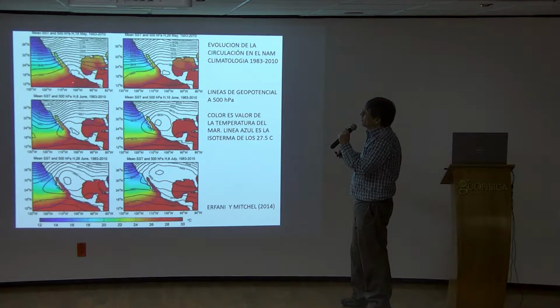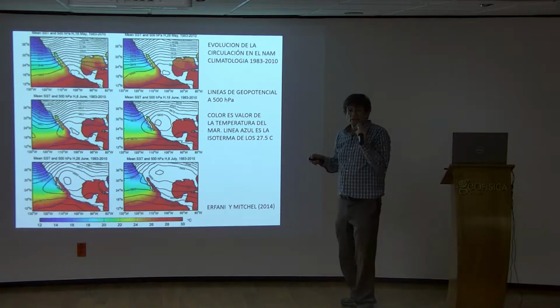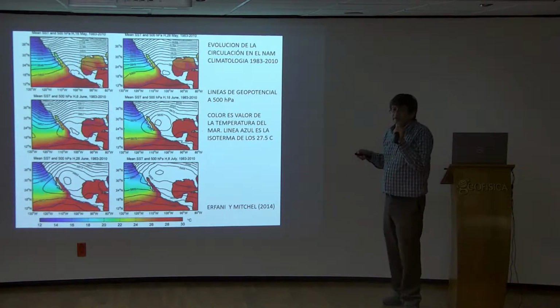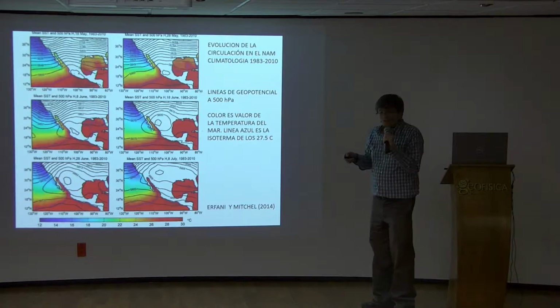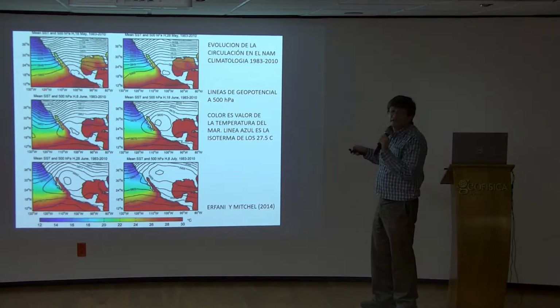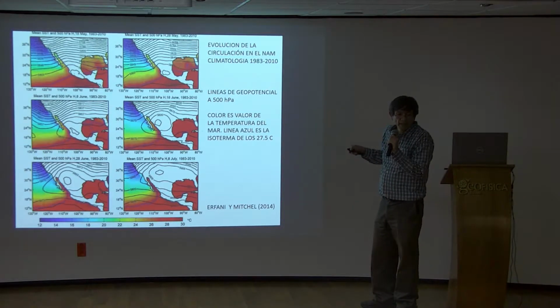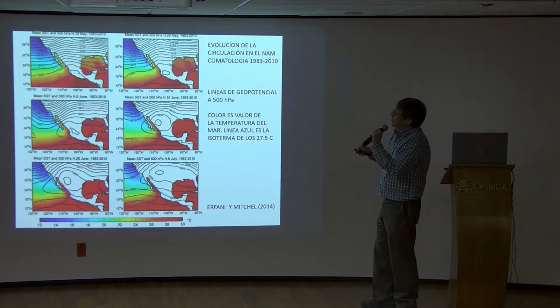Do you remember how we call this type of circulation, which goes clockwise? It is anticyclonic. So it is a high pressure system. So you have subsidence here, and it's very dry.